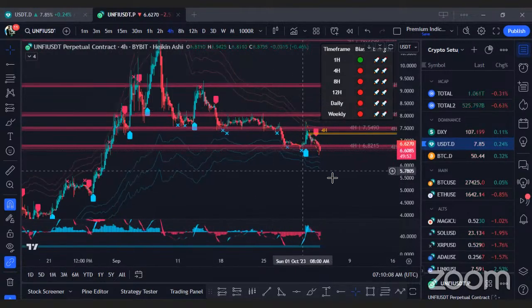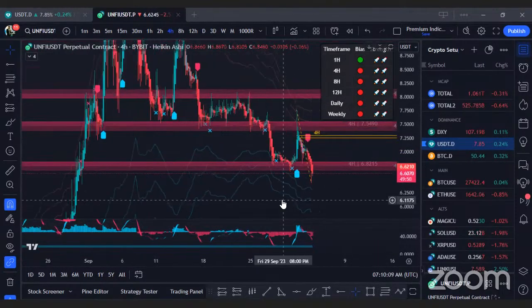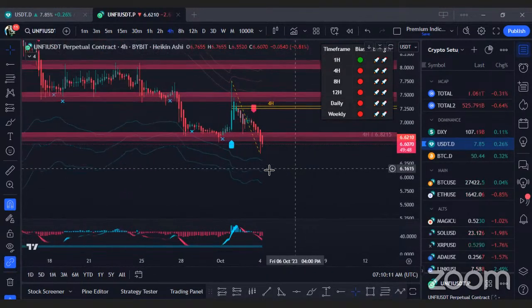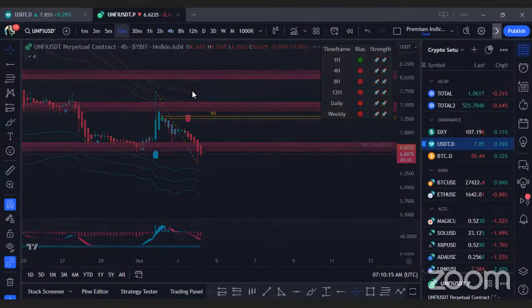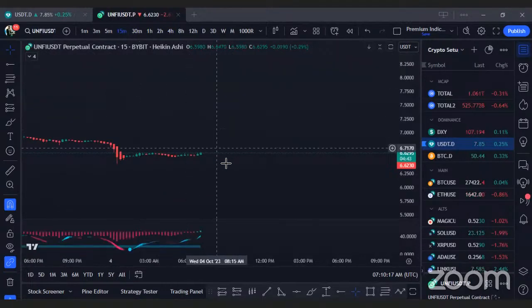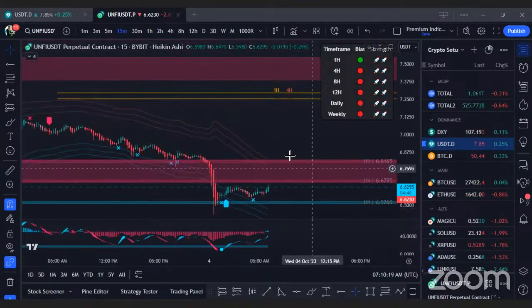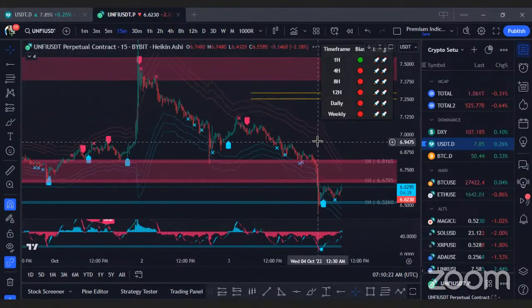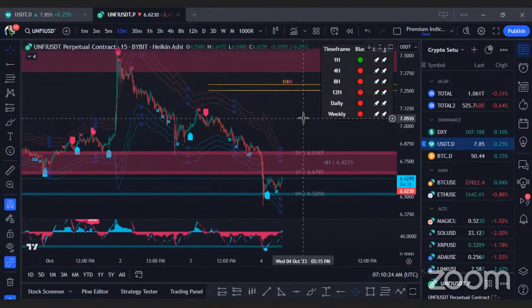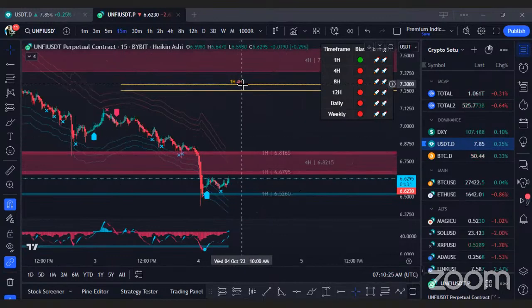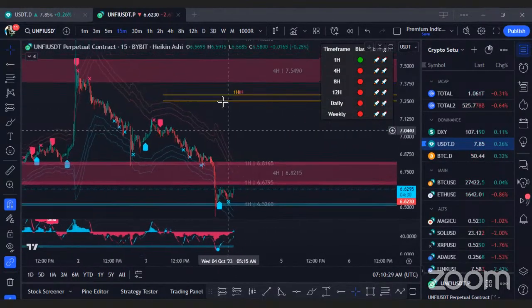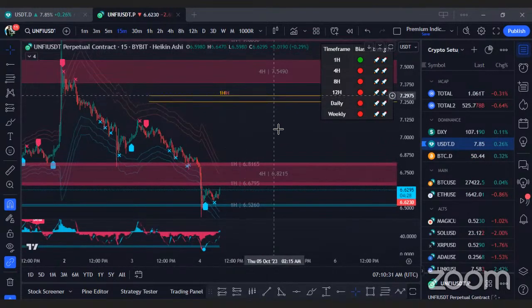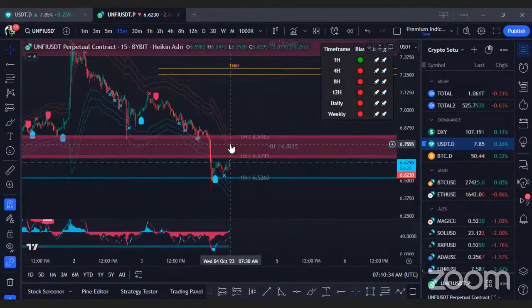All of a sudden, this token started just dumping. So it has been dumping for a while now. For this token, what I personally would look at right now is I'll be looking for more short trades if this can actually come back up to this level. If it can come back up to this level right here, at that $7.2 level, that's where I'll be looking for a short trade.